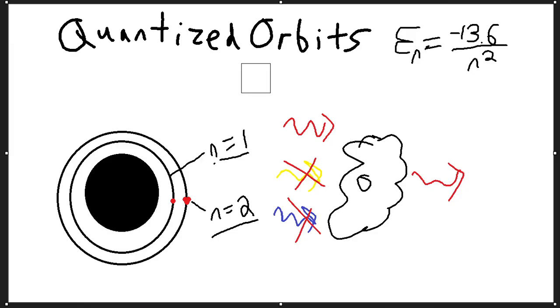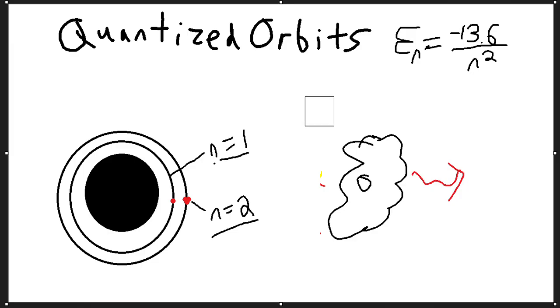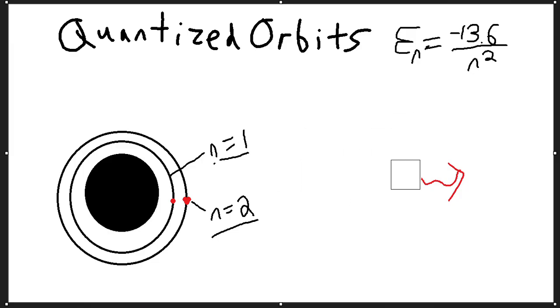This is it for now. Could go into more detail later, but we'll do that another time. And if all you want to learn about is quantized orbits, then this is where you would end. But if you want to continue to quantized radiation, then we can continue.